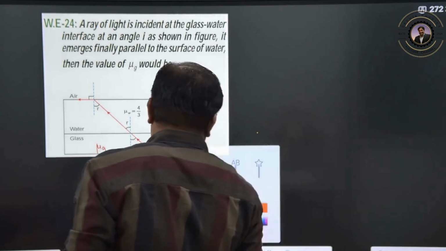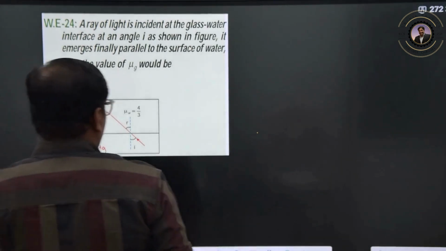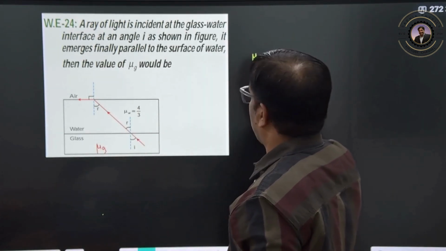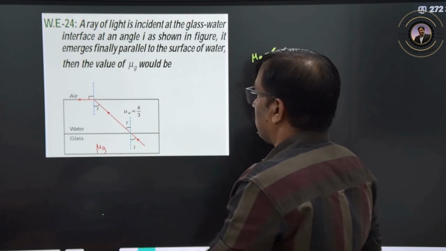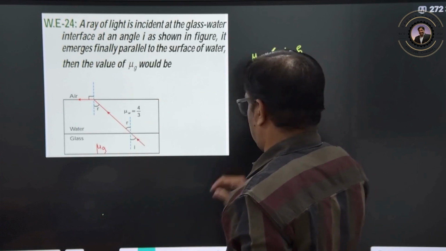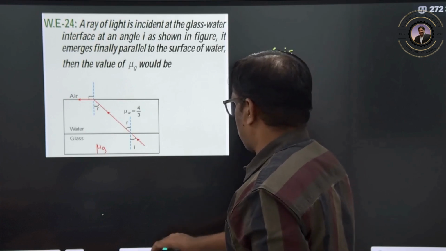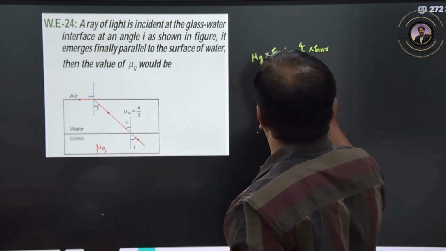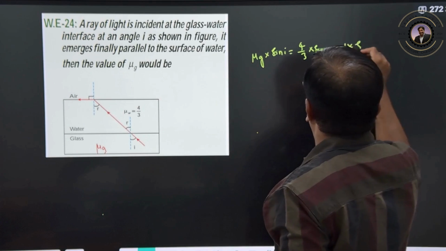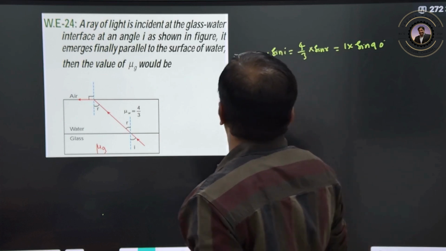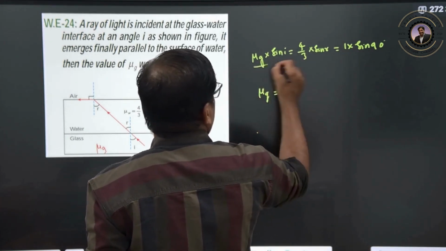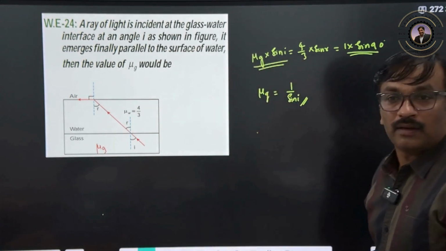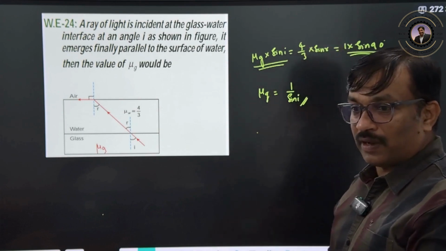Clear? So again every time you have to apply Snell's law only. Here you can apply Snell's law. So I, travelling from glass, therefore mu g into sin I will be equal to 4 by 3 into sin r, entering into this one. So here also 4 by 3 into sin r is equal to 1 into sin 90. So all are equal onto this one. Therefore mu g can be written as this, and you can make it equal. 1 by sin I will be your answer. Very simple one. No? Clear? But it looks difficult, right? So very simple.